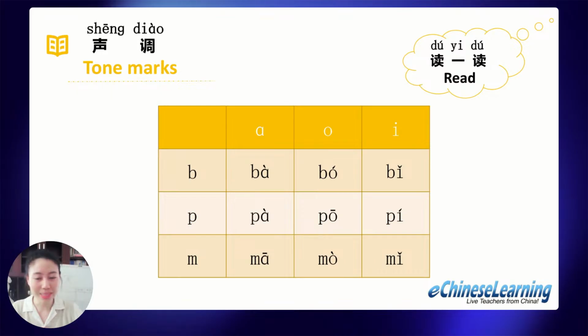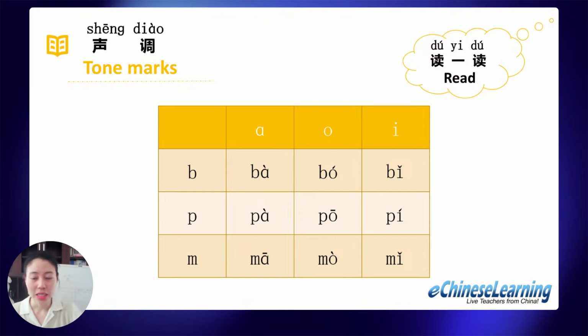So the next one you can see goes down, then goes up. So there would be the third tone, right? So that would be bi, bi. Okay, bi. Okay, yeah. So let's see the next one.